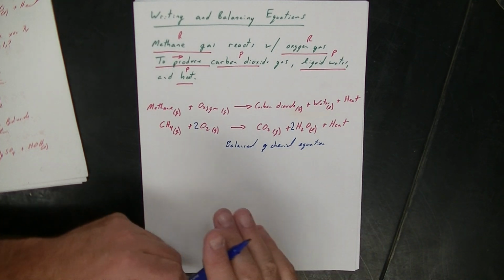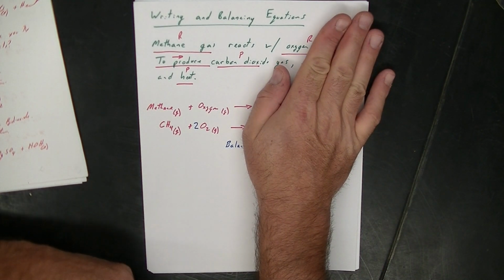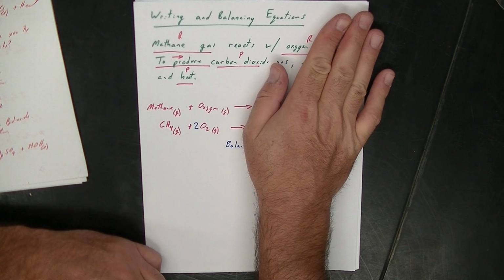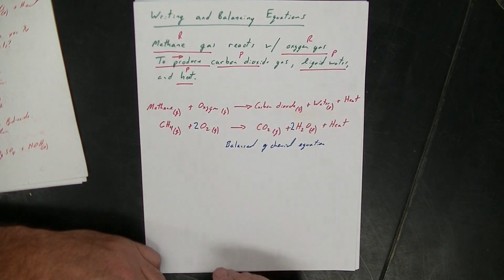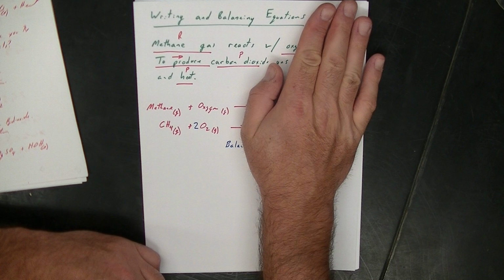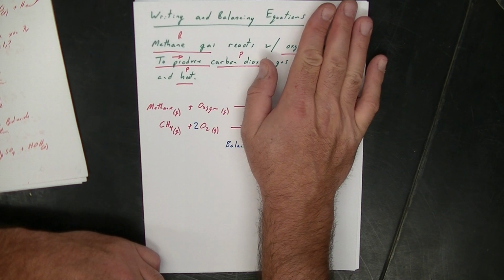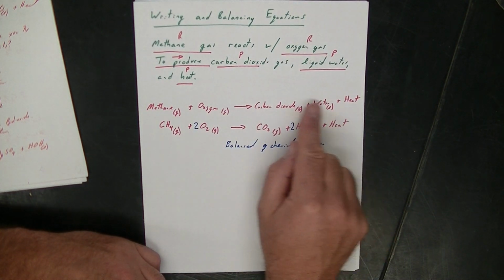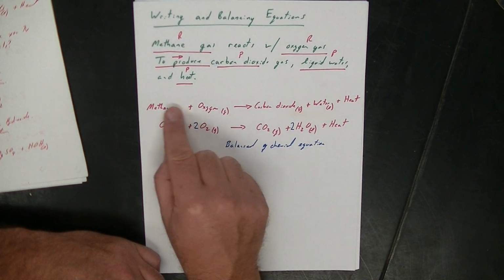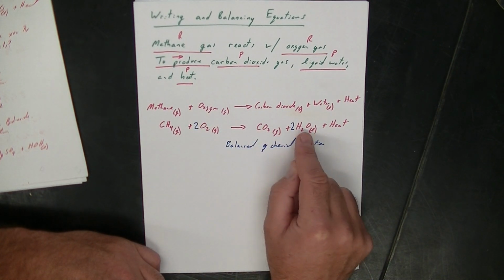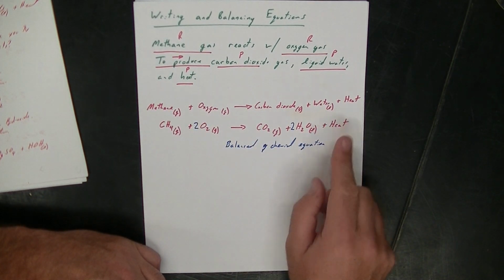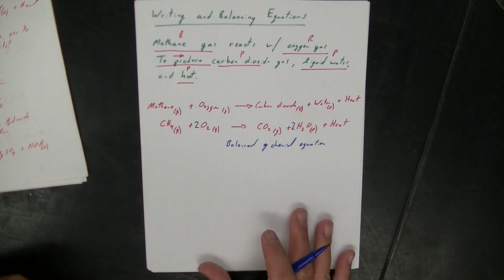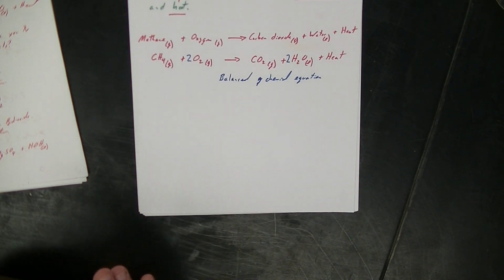In reality, did I need to give you this? I didn't really need to give you the products. If I just gave you, hey, you're reacting CH4 and oxygen, you should be able to come up with these products. Because this is a combustion, you know that it produces CO2 and H2O, and that's just the energy equation. Okay. So let's try another one.